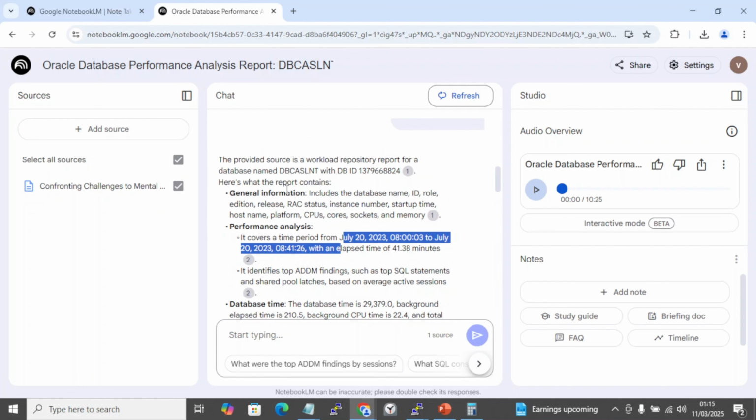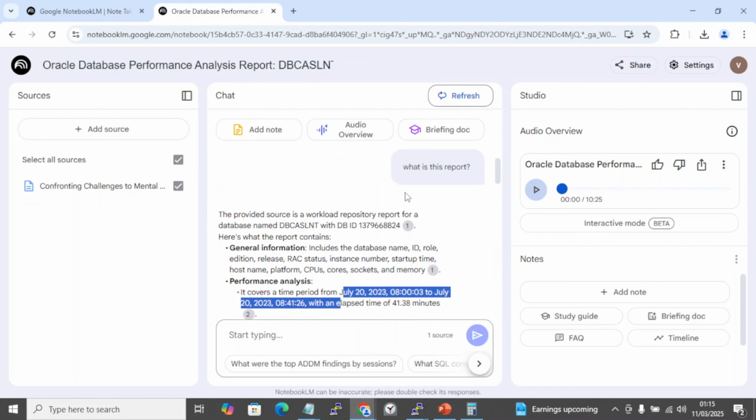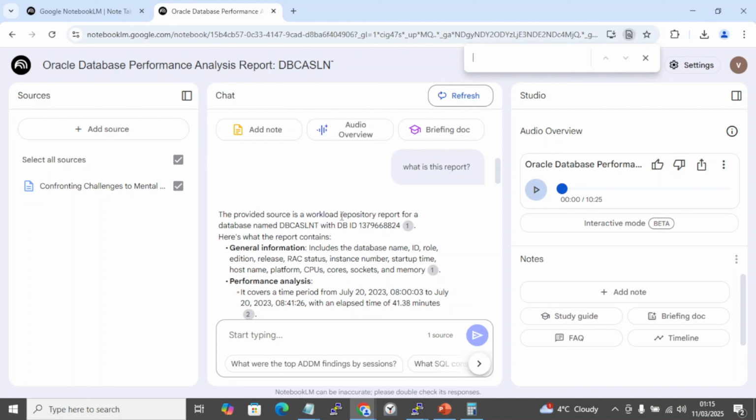I asked what this report is. It did not say that it's a performance report for an Oracle database. It doesn't know that, so it did not hallucinate, because the report doesn't say anywhere that it's an Oracle database performance report, I guess. If I do a Ctrl+F and search for performance report, no, it nowhere says that. So it did not hallucinate, and it just provided what it knows.